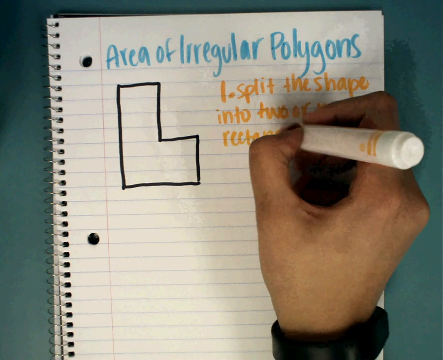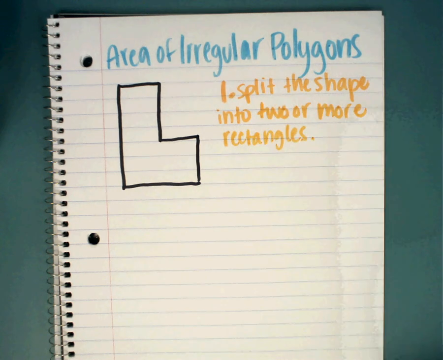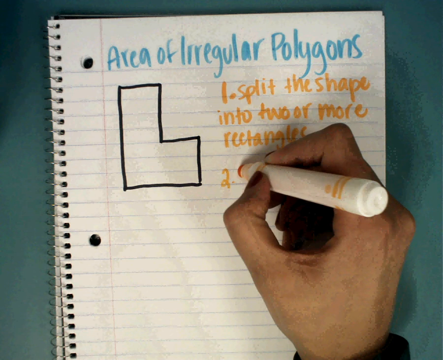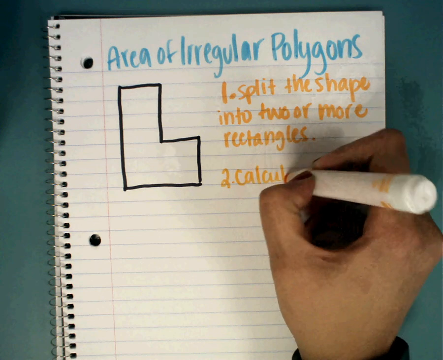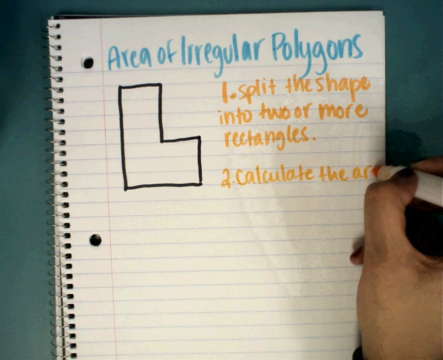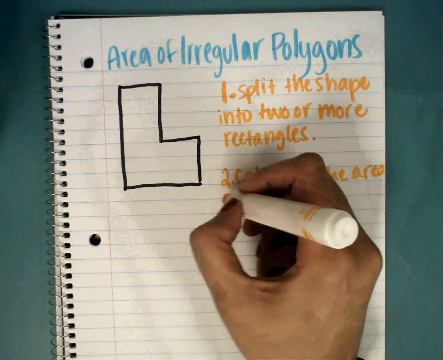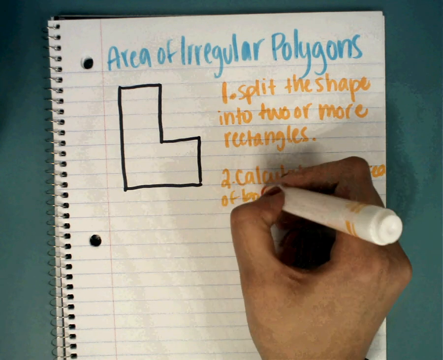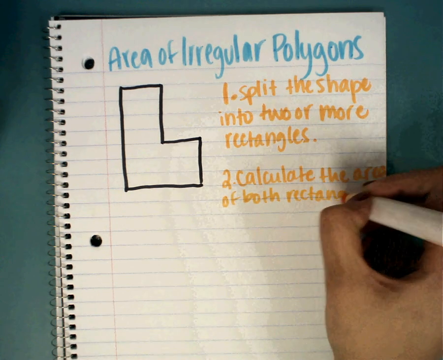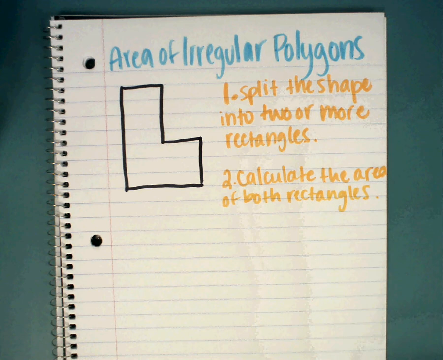Step two is to calculate the area of each of those rectangles. Calculate the area of both rectangles. All right, and then third will be, let's go ahead and do that first. I'll give you the third step in a moment.